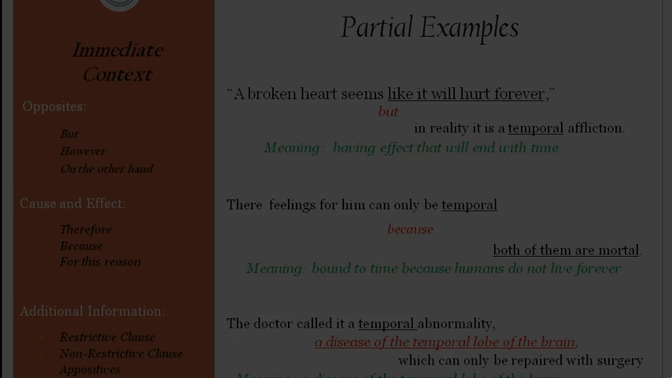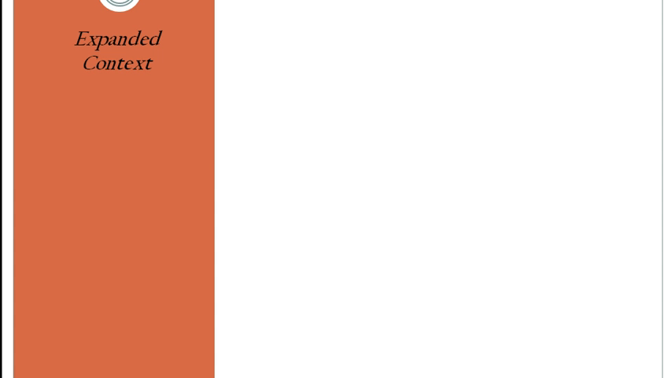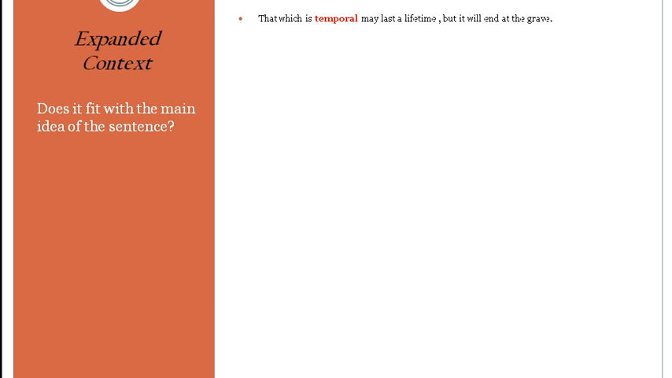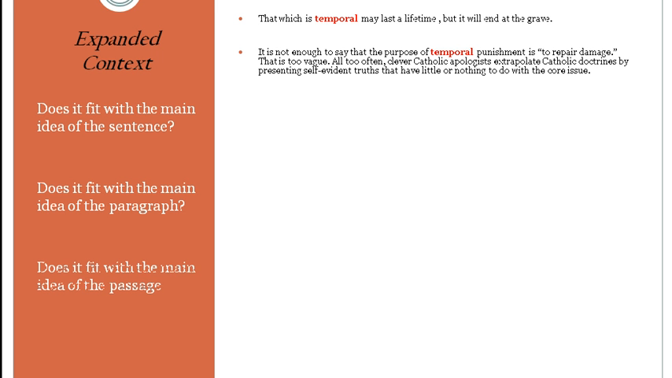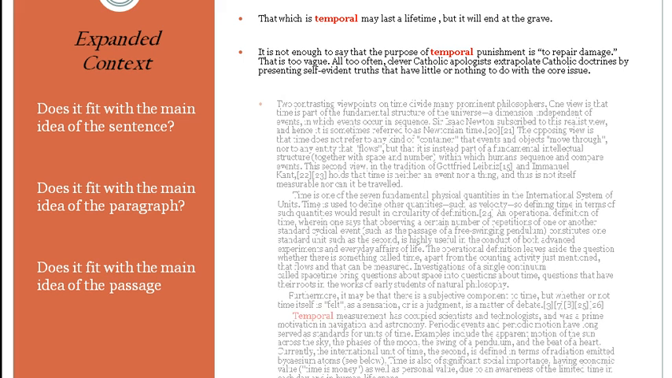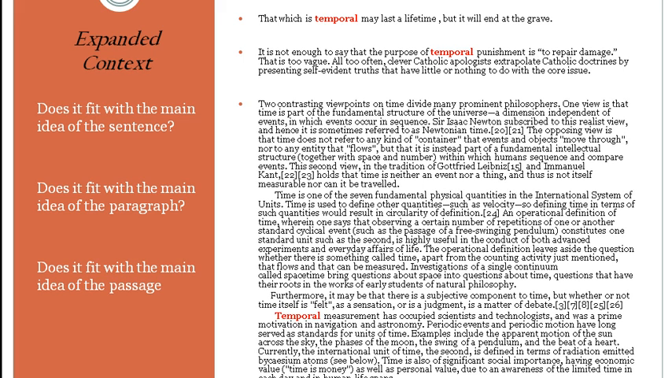Now that the detective work has produced a theory about the general meaning of the unknown word, it's time to apply the extended context test. One must ask 3 questions about the perceived meaning of a term. 1. Does it fit with the main idea of the sentence? 2. Does it fit the main idea of the paragraph? 3. Does it fit with the main idea of the passage as a whole? If the answer to these questions is yes, then the definition passes the context test of consistency, and the unknown word has probably been grasped well enough to aid reading comprehension.